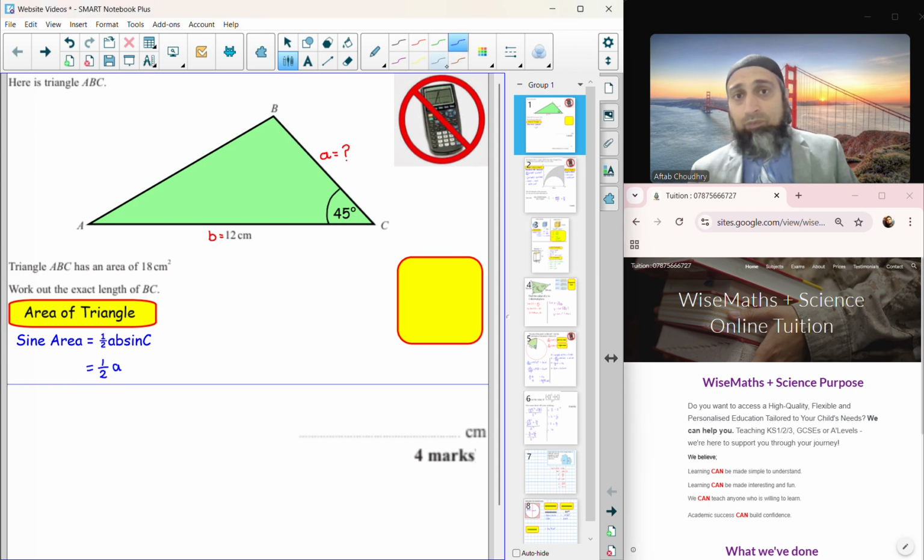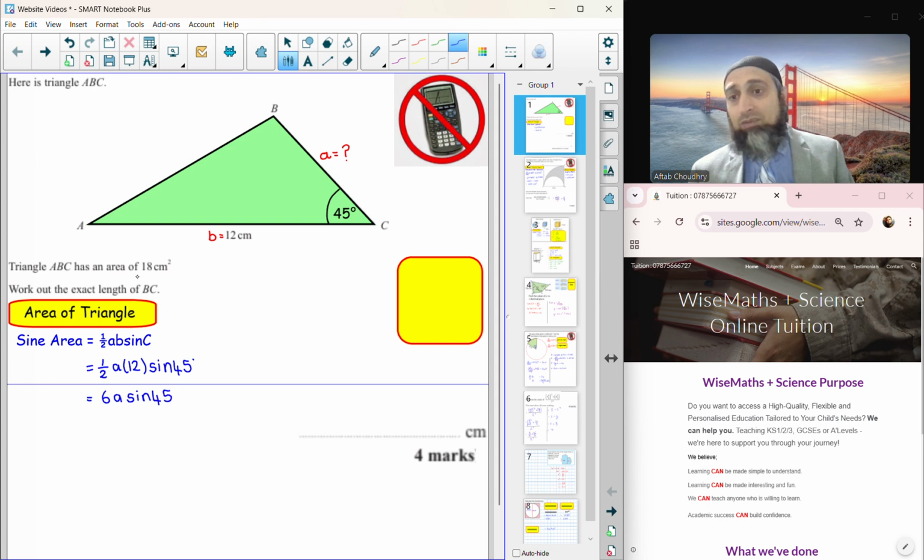And then that's going to work out to be 12 multiplied by sine of the angle which we've got, 45 degrees. So a half of 12 is 6. This is going to work out to be 6a multiplied by sine 45 degrees.